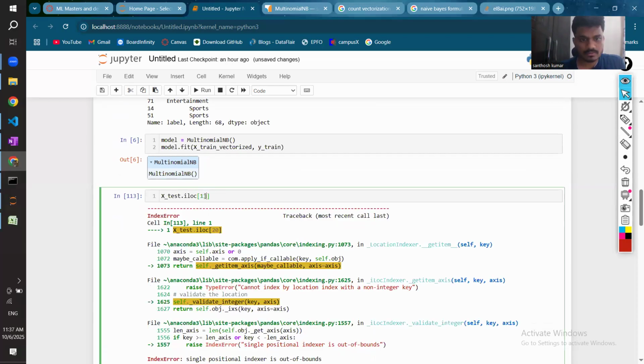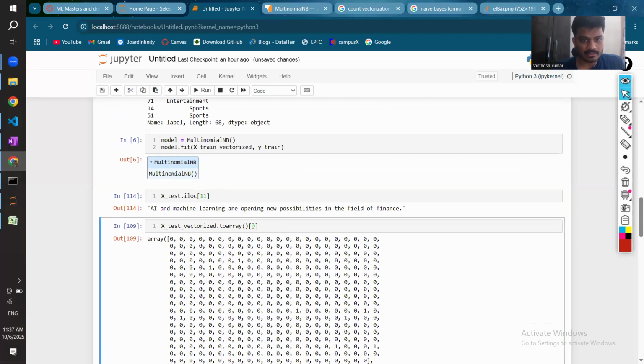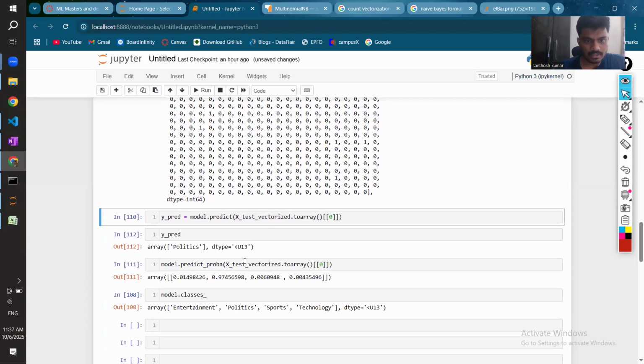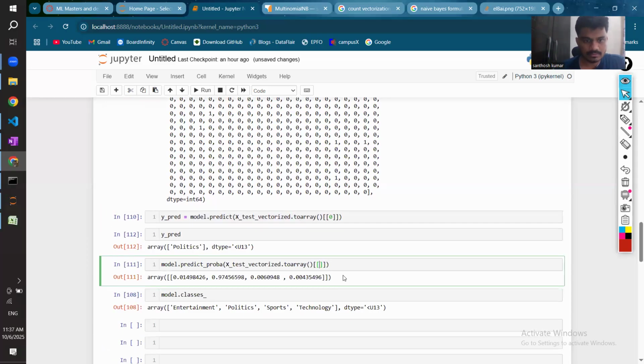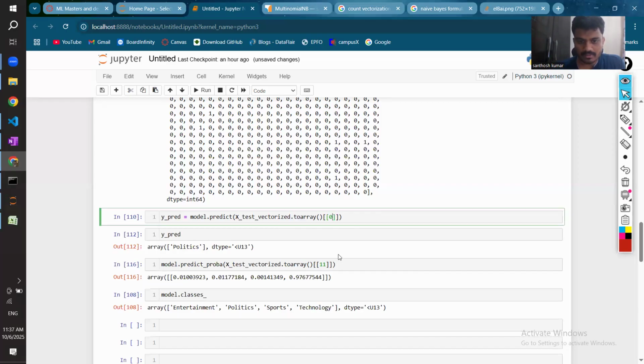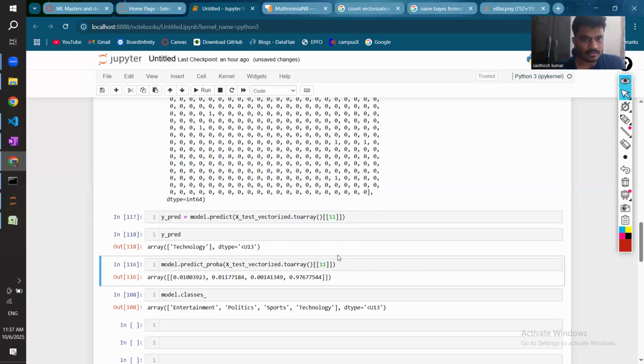Oh, it's not having AI mission. So this should be technology. Okay, so I will go for 11. And when I do 11, which is having more? 0.9 is more. The last one is technology. Okay, so now when I give it 11 over here, the output will be technology.